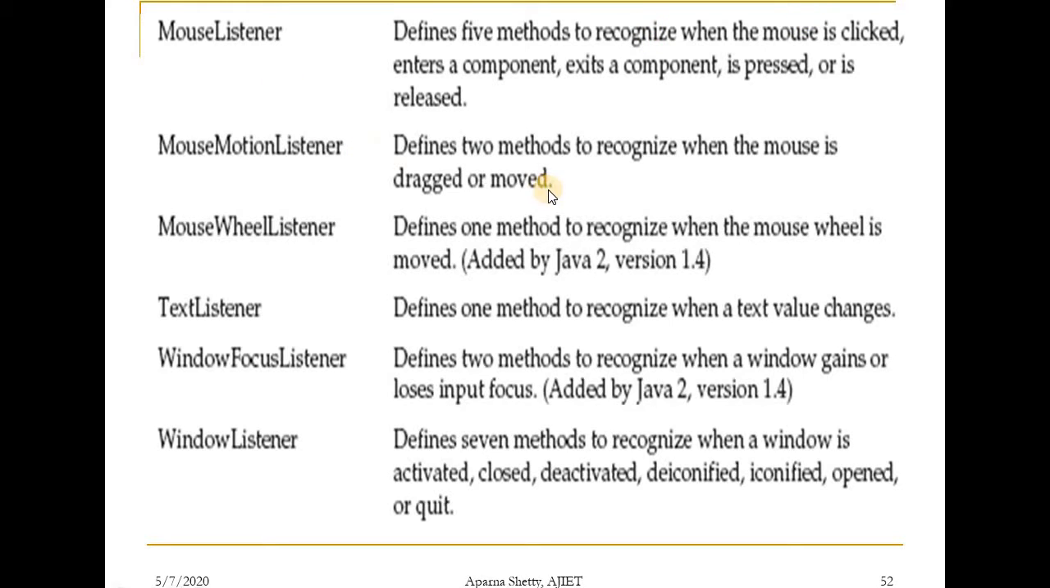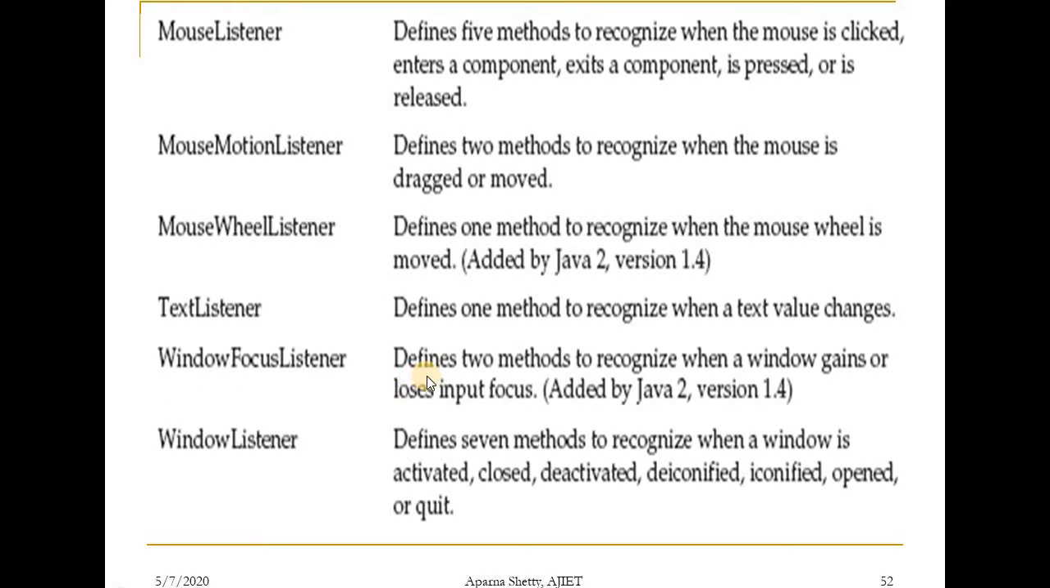Mouse motion listener defines methods to recognize when the mouse is moved or dragged. Mouse wheel listener defines a method to recognize when the mouse wheel is moved. Text listener defines one method to recognize when a text value changes.